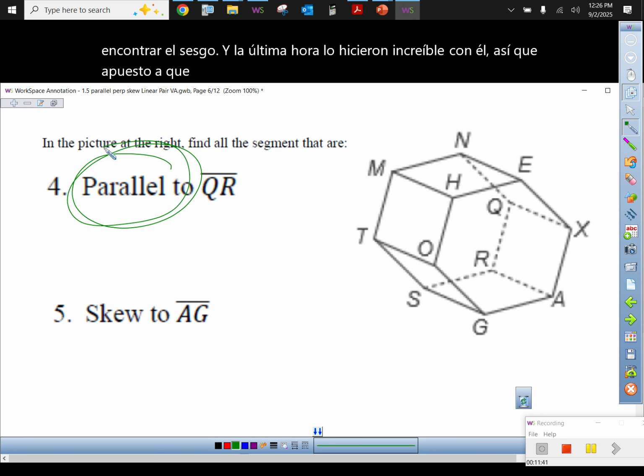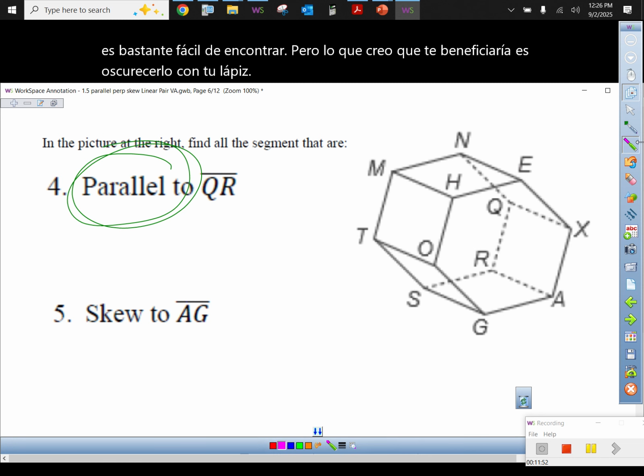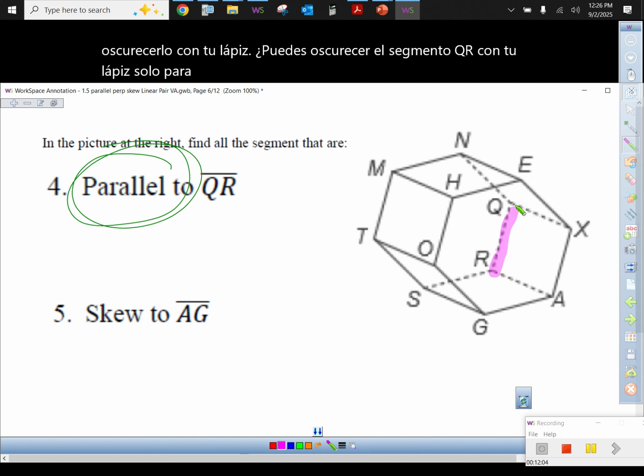Check it out here. I do not suggest that you highlight number 4 because parallel is pretty easy to find. But what I think would benefit you is darkening it with your pencil. Can you darken segment QR with your pencil just so you can see it? I'm going to highlight just because I'm the teacher, but darken segment QR. And here's what we're looking for. Can you find some that don't touch it and go the same direction as it?